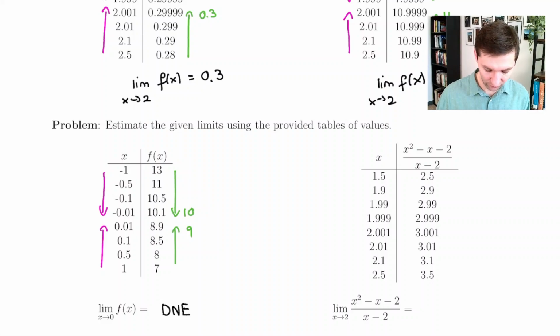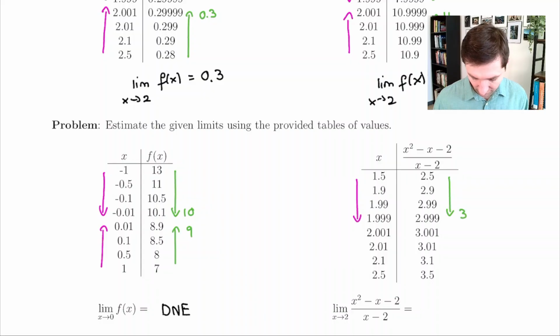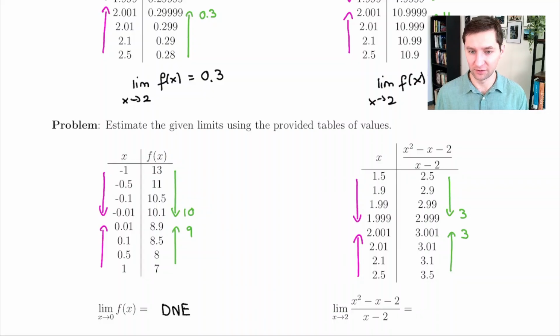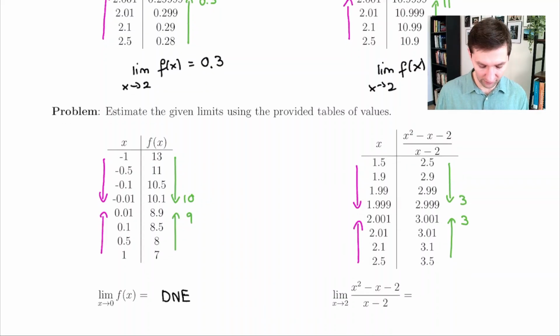In the second table, as the inputs get closer to 2 from the left, the outputs get closer to 3. As the inputs get closer to 2 from the right, the outputs get closer and closer to 3. This means no matter how we approach 2, the values of the function get closer and closer to 3. We then say that the limit of this function is 3.